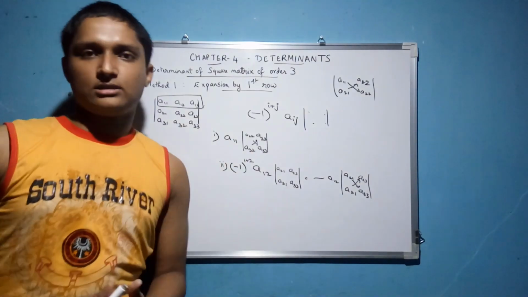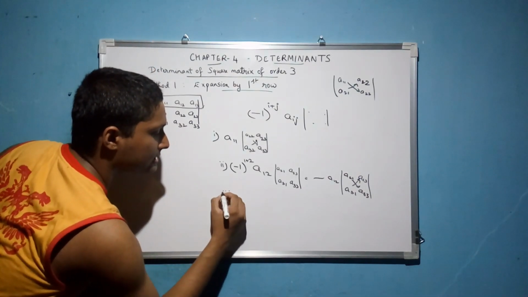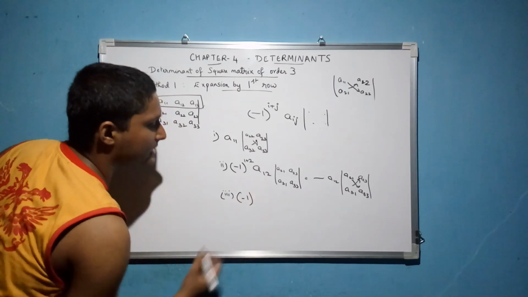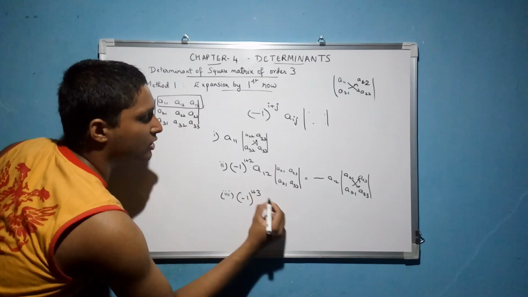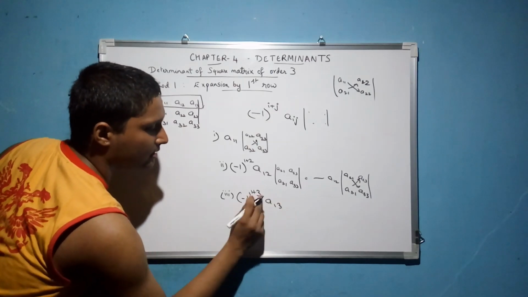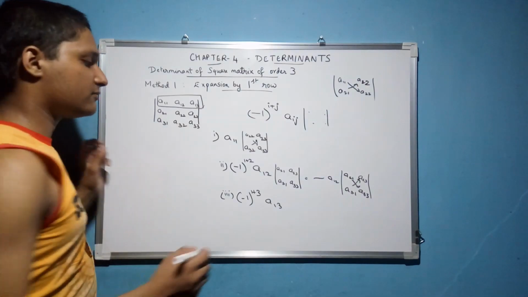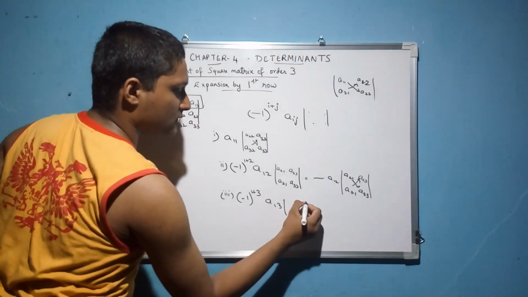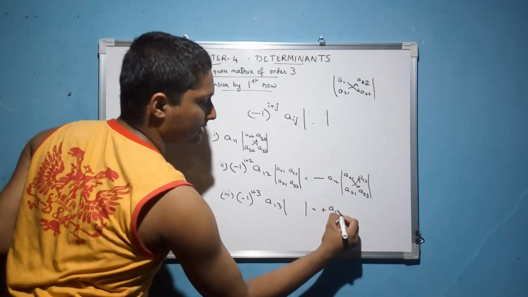Yeah, that's it. Next you have the third part. Third part is going to be minus 1 whole raised to 1 plus 3, because it is A13. 1 plus 3 is 4. Minus 1 whole raised to 4 is positive itself, so you get only a positive value. It's going to be A13.